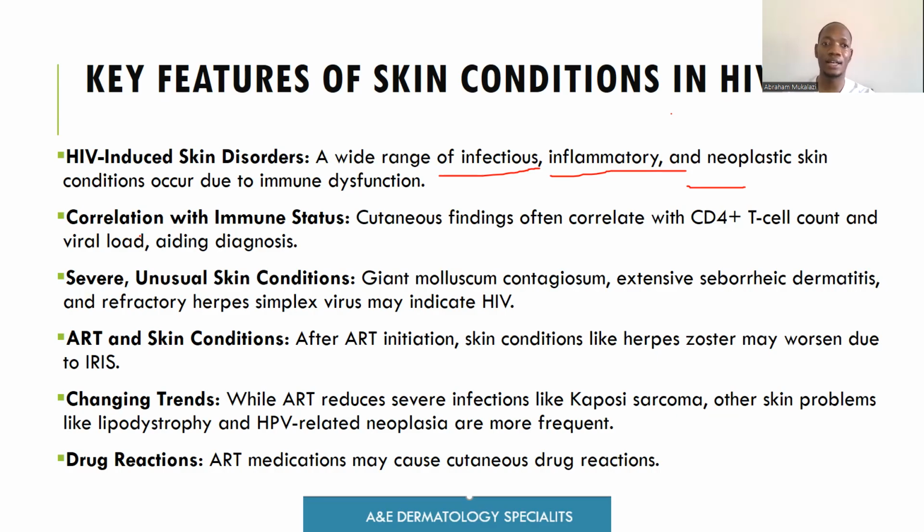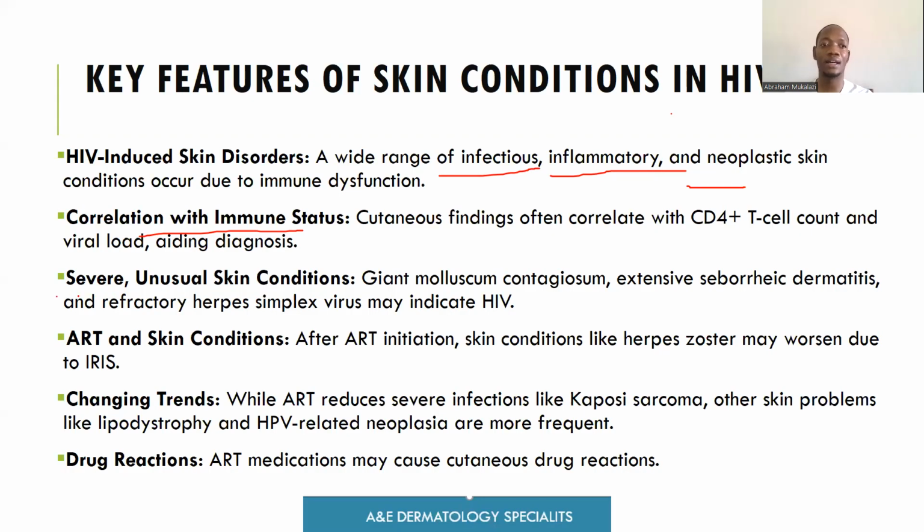Then you have to correlate the immune status of the patient with the skin manifestations that we see. Some skin conditions are seen at different levels of immune status, or the CD4 levels. So we have to know the CD4 of the patient, and then we can start to look for the suspected manifestations that can occur at that different level of immune suppression.